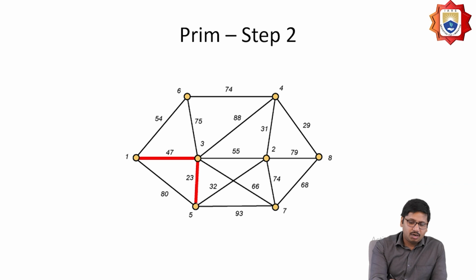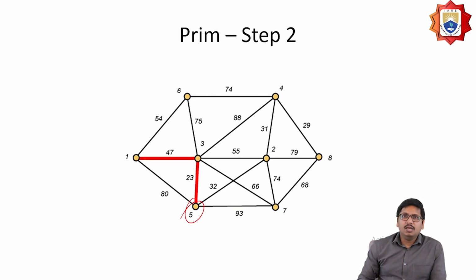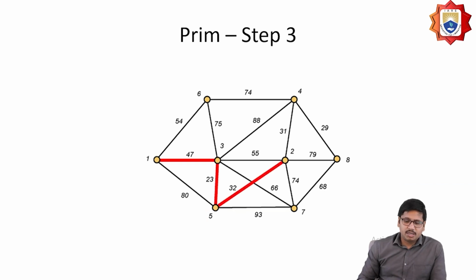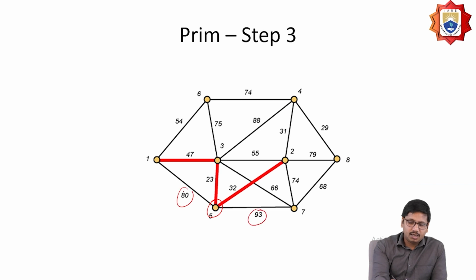From here onwards, again I have to find the next minimum edge to be selected. For that I'm going to select 32. Why? Because from here I have 93 and 80, and 32 is there. So 32 is the minimum. From this place I'm going to select the next minimum. And from this I have to find whether 31 is next to 55, 79, 74.